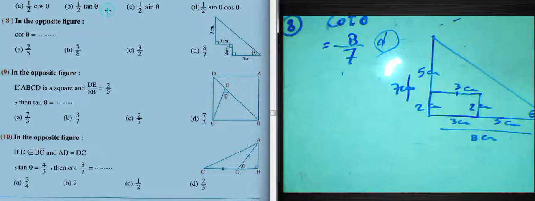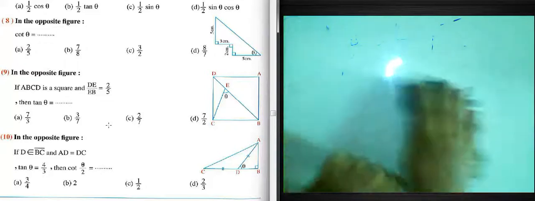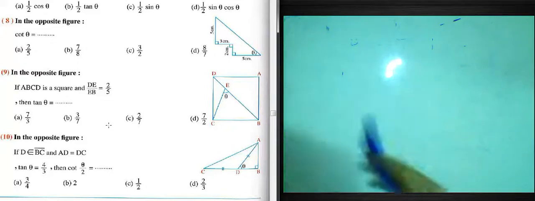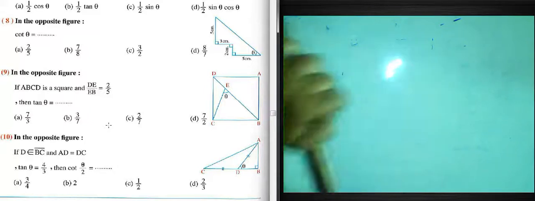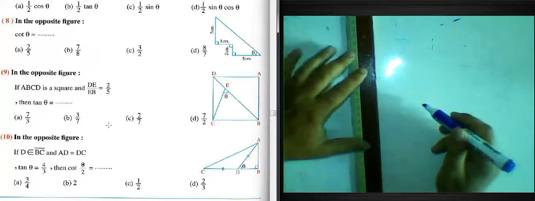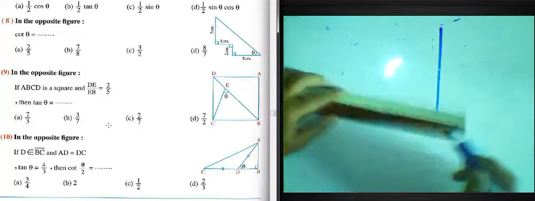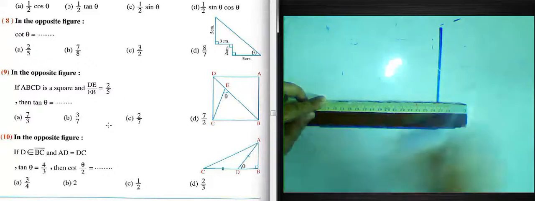Pay attention to this question. It's very important. Question number 9. In the opposite figure, if ABCD is a square, we know the properties of a square. All sides are equal in length. The two diagonals are perpendicular and equal in length. So we will use these properties to solve the problem. You want to find tan theta. Pay attention to the drawing. If you draw it exactly, you will solve it.